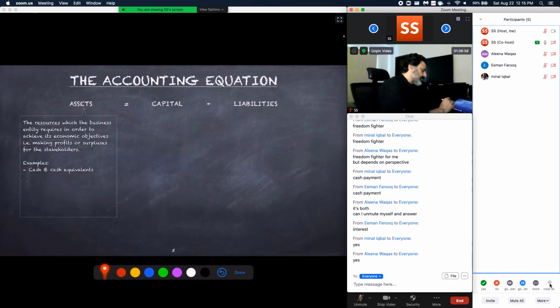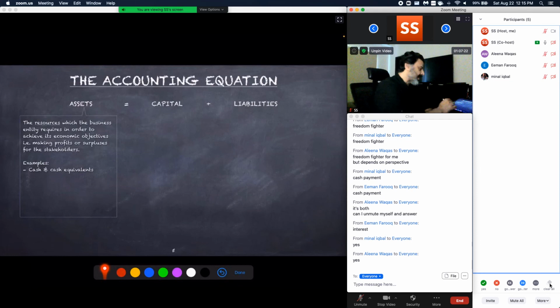So cash and cash equivalents means those items which can be converted into cash on a given and short notice. That's how we define cash and cash equivalents, right? Anything that can be converted into cash on a given and short notice, which is usually 24 hours. If within 24 hours you can convert something into cash without any significant loss, that is an equivalent of cash, that is as good as cash.